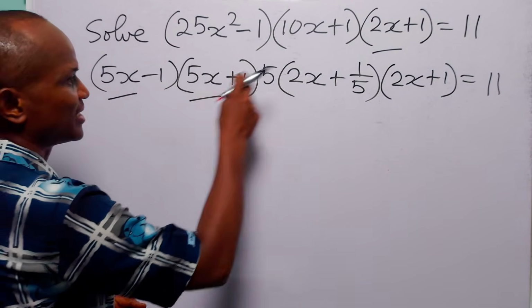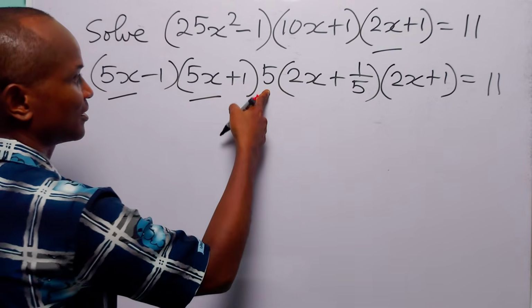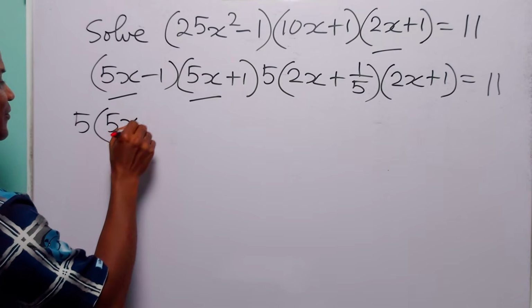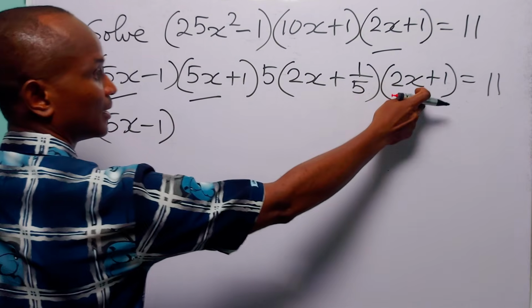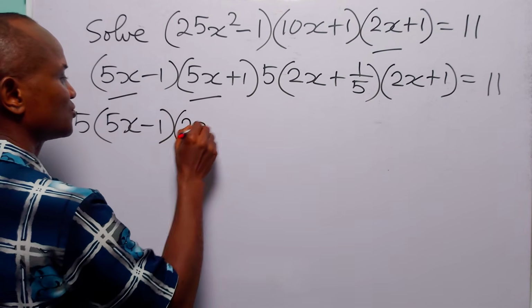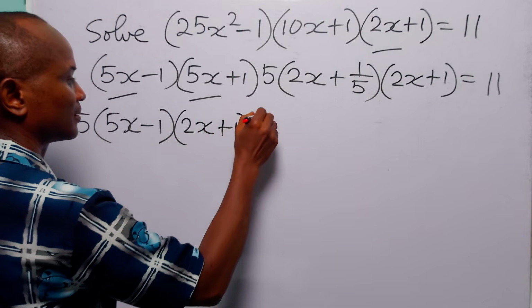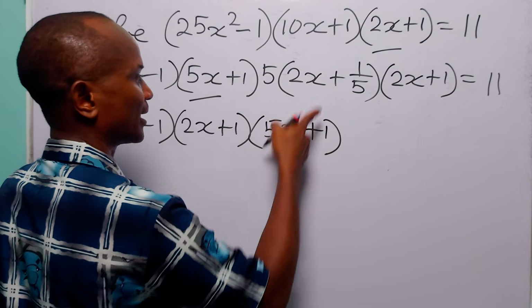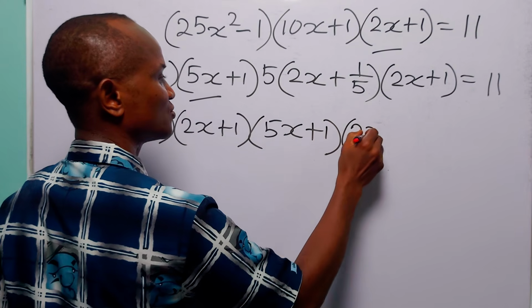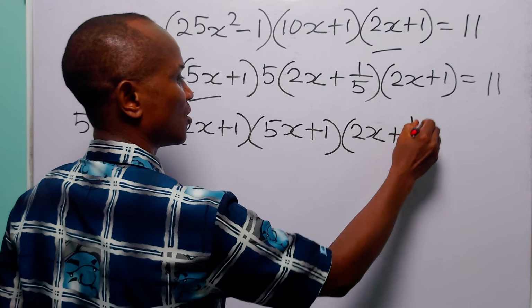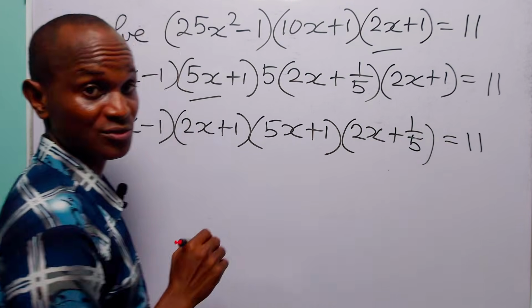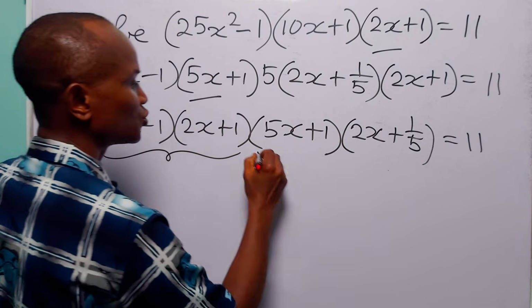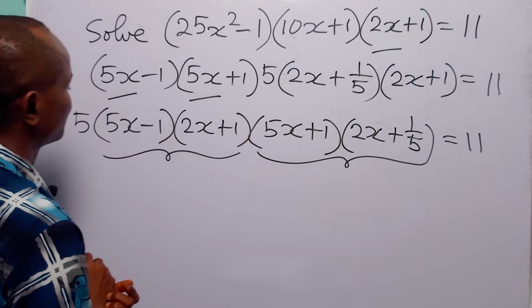Now let us rearrange these four factors. We have 5. We have 5x minus 1. We have 2x plus 1. We have 5x plus 1. And finally, we have 2x plus 1 over 5. And this is equal to 11. Now, we multiply the factors 2 at a time.